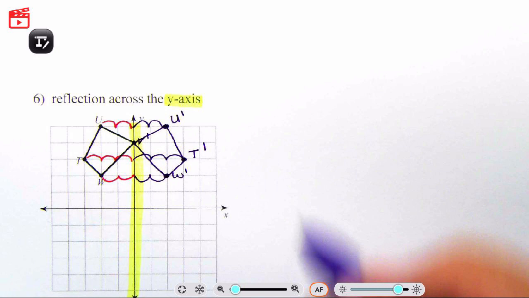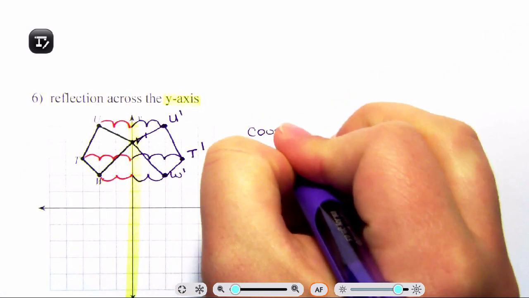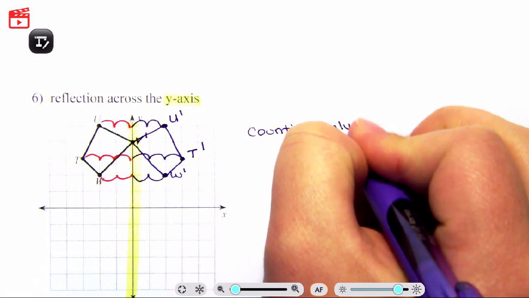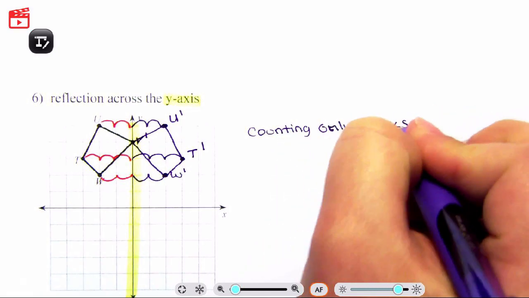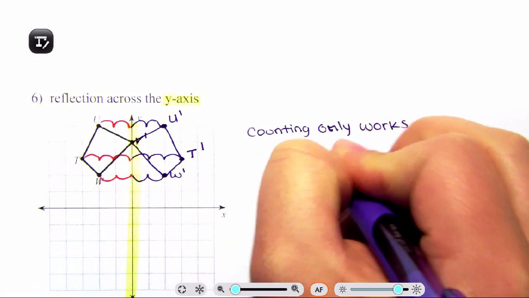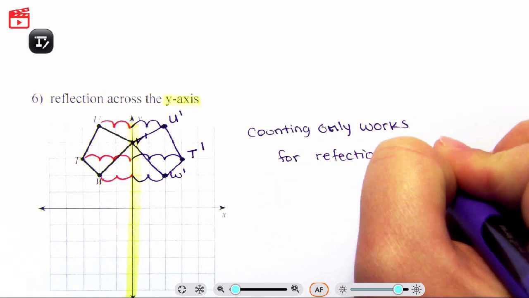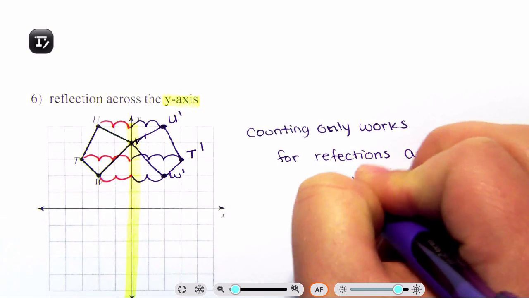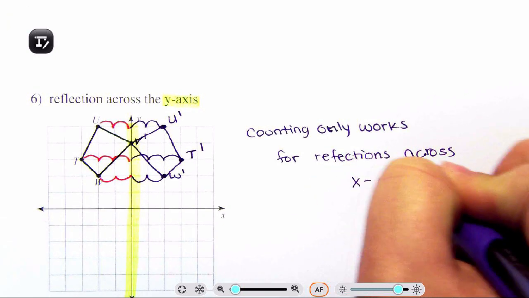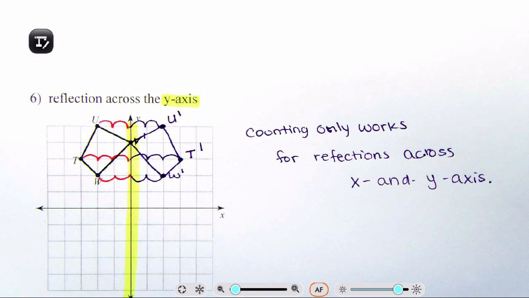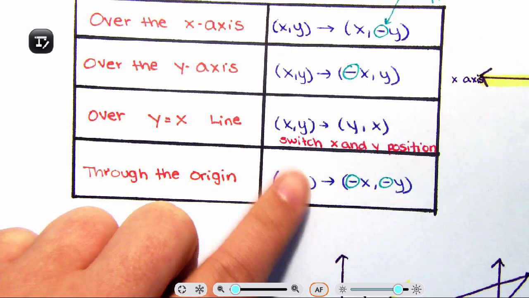Again, this counting only works for reflections across the x and y axis. Otherwise, you have to use the rules, and the rules are here. You have to use the rules.